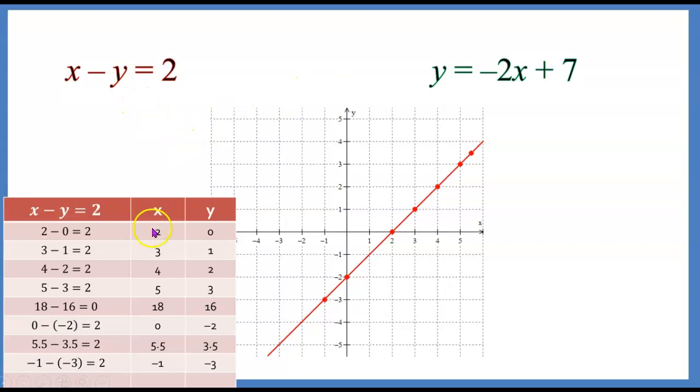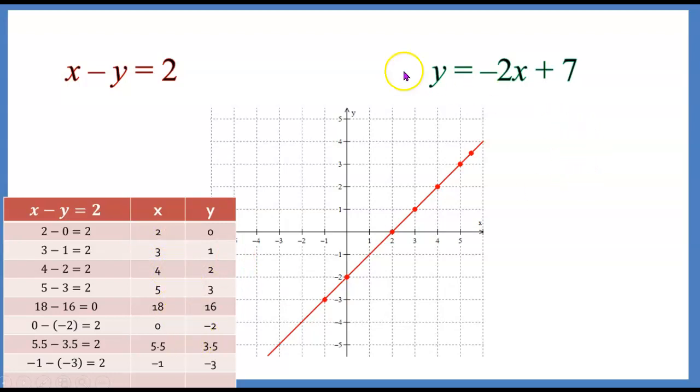The first equation, we found a bunch of solutions. Now, if we plotted the points that corresponded to those solutions, (2, 0), (3, 1), (4, 2), (5, 3), (0, -2), (-1, -3), and so on, those would all line up. So the graph of that equation is the straight line that includes all of those points.